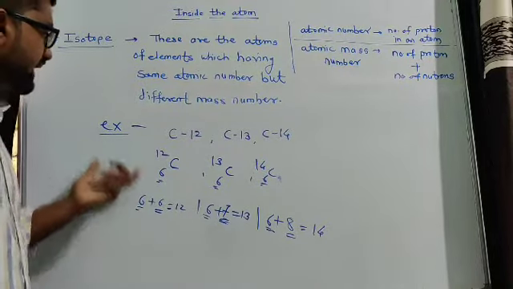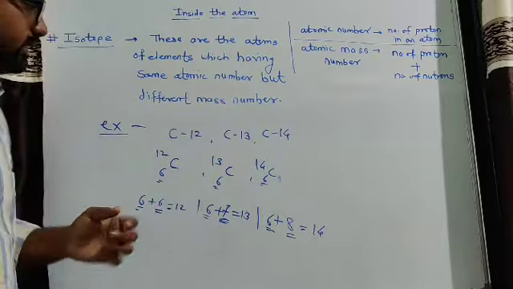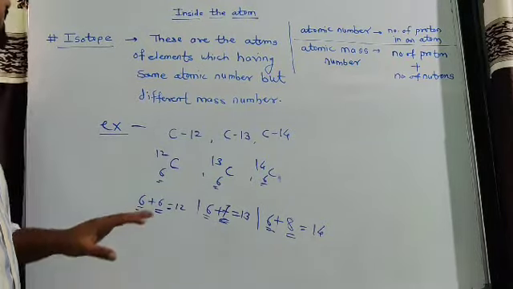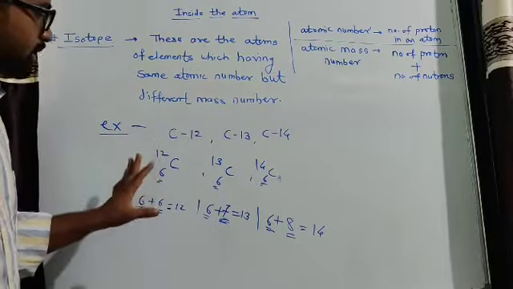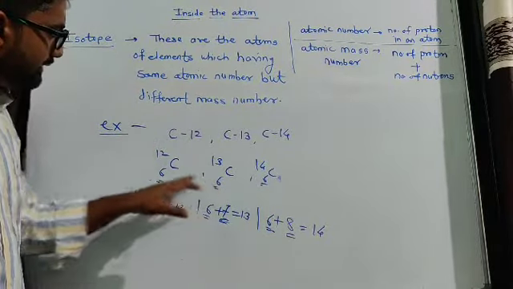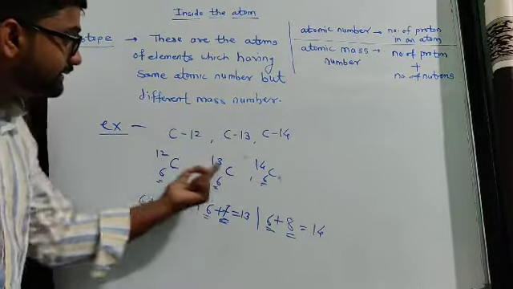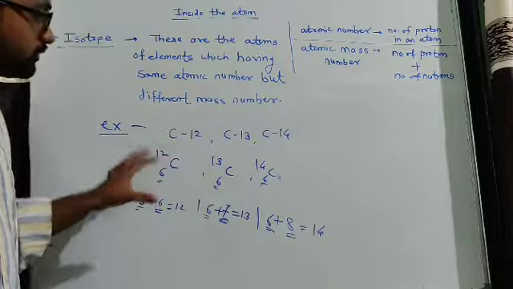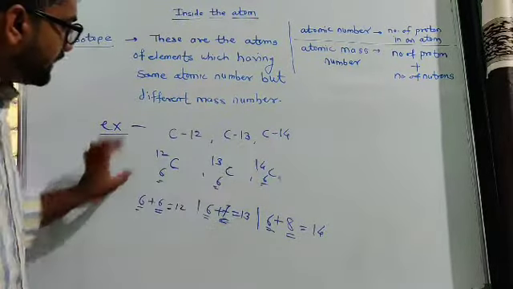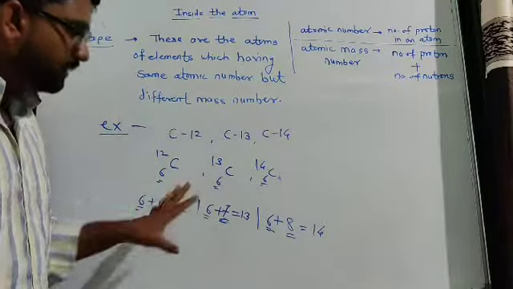And second is the example: carbon 12, carbon 13 and carbon 14. These are the three examples of isotopes of carbon. Here the atomic number is the same, 6 is the atomic number of carbon, but in these three cases the mass number is not the same. So these three are the examples of isotopes of carbon.